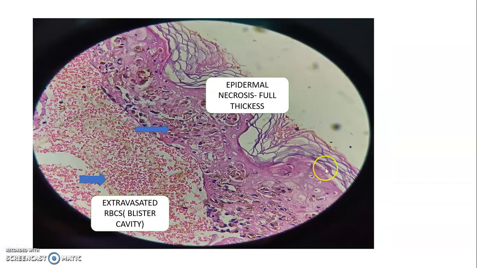This is the microphotograph of epidermal necrosis, a high power view showing the full thickness epidermal necrosis. These keratinocytes are necrosed. So there is full thickness necrosis. These are apoptotic keratinocytes.